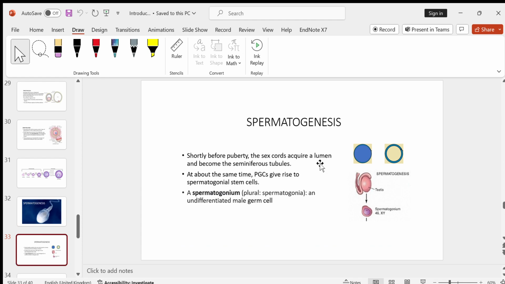So in spermatogenesis, what happens is initially before puberty, the sex cords acquire a lumen and they become the seminiferous tubules. Here you can see these are the seminiferous tubules. The primordial germ cells give rise to the spermatogonial stem cells.